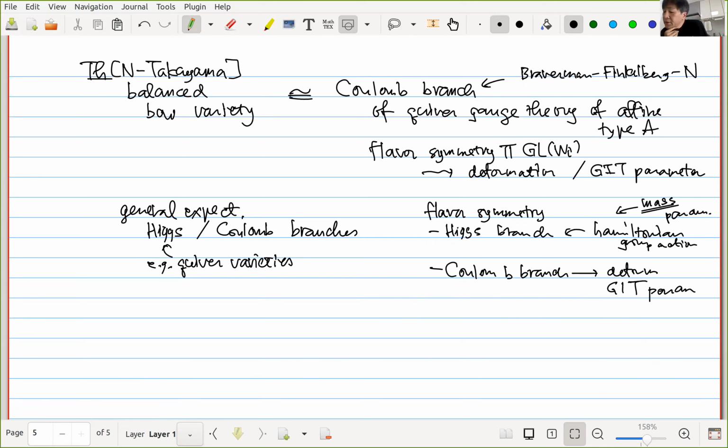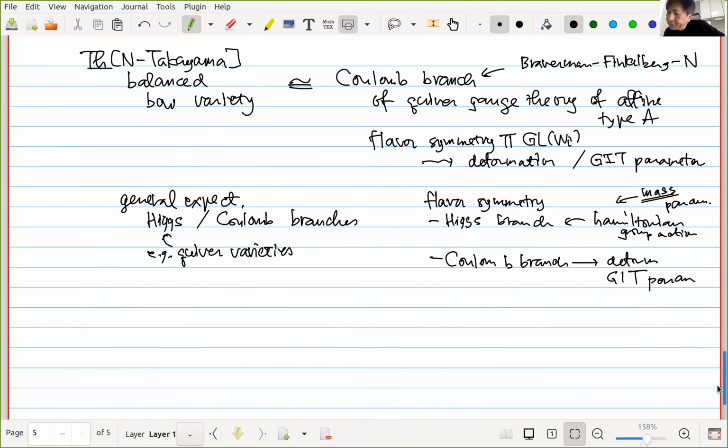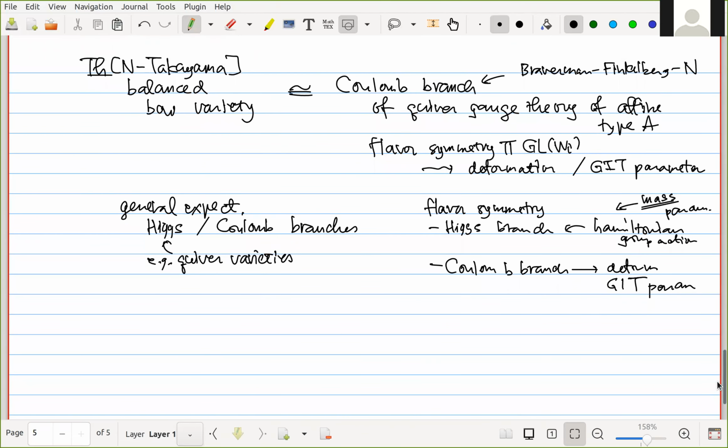In the Higgs and Coulomb branches, the mass parameter and the GIT parameter, or Kähler parameter, appear differently. And if there's something opposite, you can consider the GIT parameter for the Higgs branch as playing the role of the mass parameter for the Coulomb branch. So you're saying that this Bow variety is somehow symplectically dual to quiver varieties?